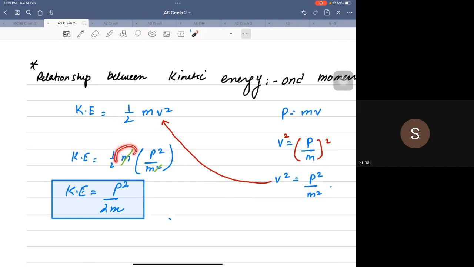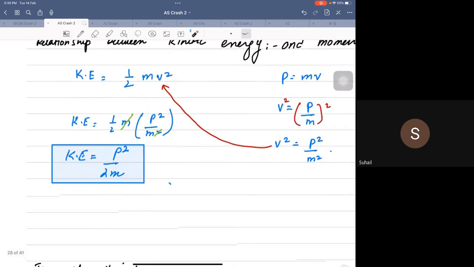Then there was m on top, and there were two m's at the bottom, so I cancel one m with the other m, and I'm just left with 2, 1m, and v square. Okay, do you understand now?